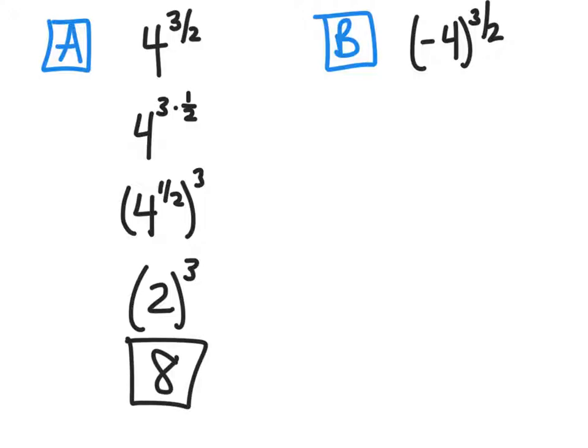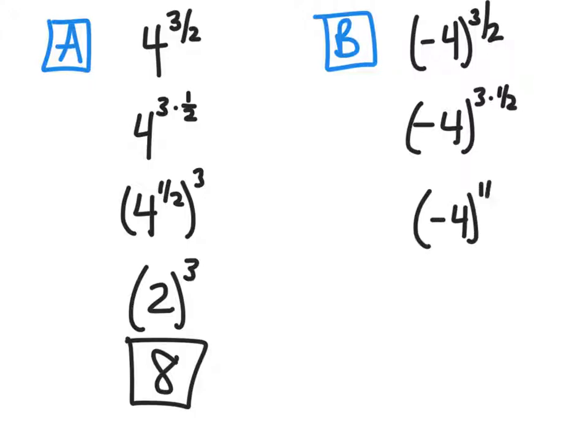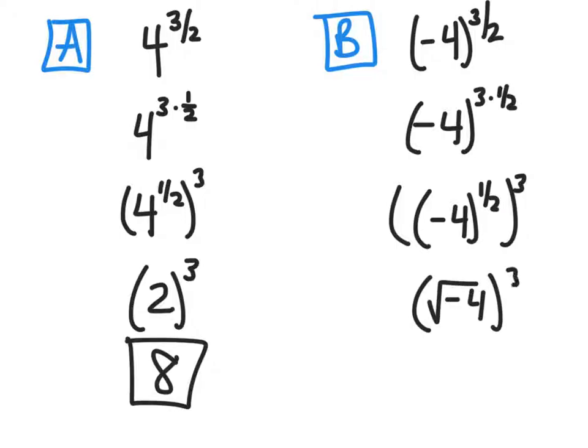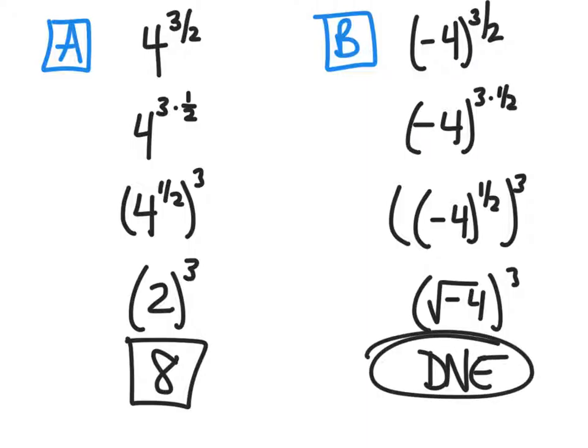Now, over here, this is the same kind of thing. This is minus 4 raised to the 3 times 1/2, and so what you have is minus 4 to the 1/2, all raised to the third. But really, that's the square root of negative 4 to the third, and we cannot take the square root of a negative number, so this does not exist.